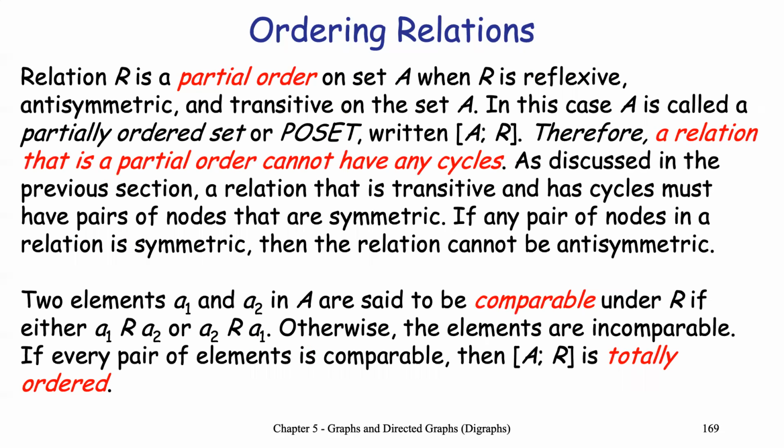Ordering relationships. Relationship R is a partial order of set A when R is reflexive, antisymmetric, and transitive on the set A. In this case, A is called a partially ordered set or poset, written A semicolon R. Therefore, a relationship that is partially ordered cannot have any cycles. Two elements A1 and A2 in A are said to be comparable under R if either A1 R A2 or A2 R A1. Otherwise, the elements are incomparable. If every pair of elements is comparable, that means that they're totally ordered.